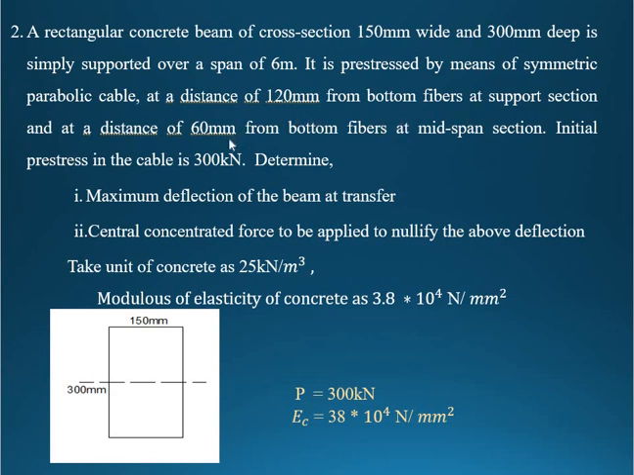Here two different eccentricities have been given and they are placed at different positions. One is at the support, measured from the bottom, at a distance of 120 mm. Again, at a distance of 60 mm from the bottom fiber at mid-span. Here it is not at the support, it is at mid-span, and from the bottom it is at a distance of 60 mm. And the P value or initial pre-stress is 300 kilonewton.